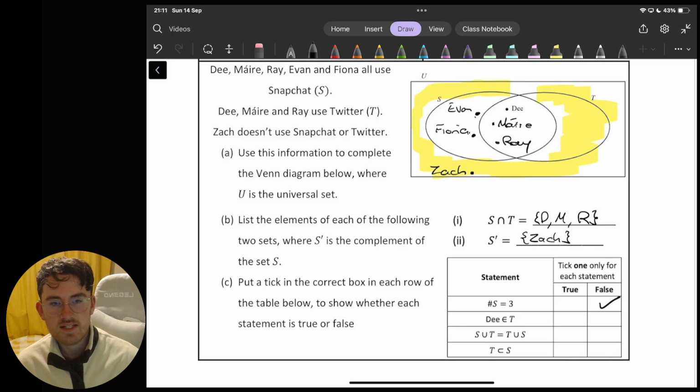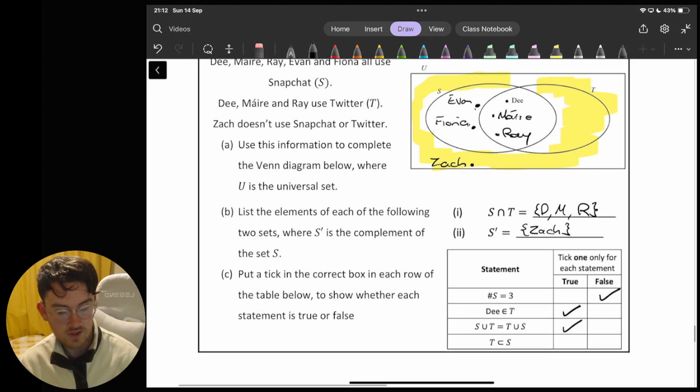The next one says that D is an element of T, that D is in the set T, the people who use Twitter. That is true. It says S union T is equal to T union S. That's going to be true. If we take all the people in both sets, it's the same as taking all the people in both sets.